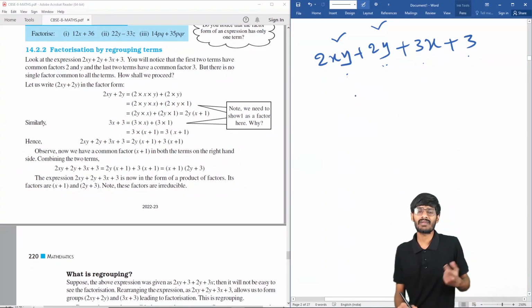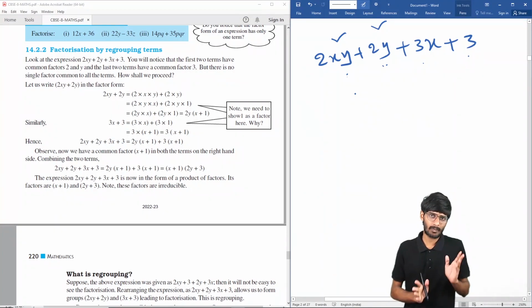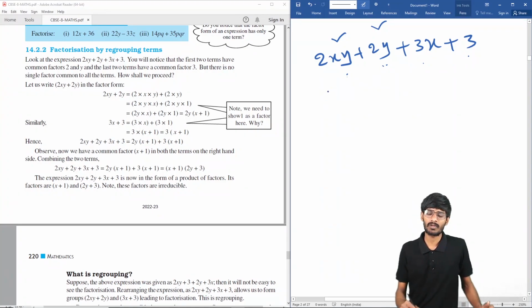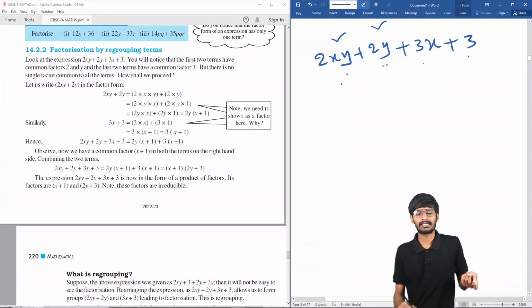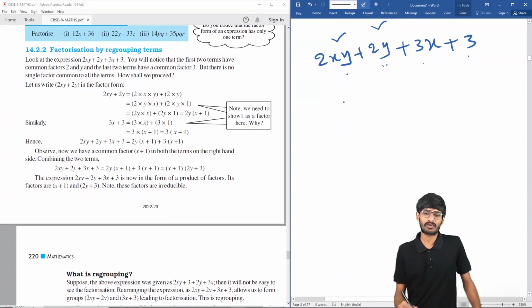We take a factor as common if that factor is present in each term of the expression. But here it is present in only two terms out of the four terms. We can take out a factor as common only when it is present in all the terms. So we can't take 2y as the common factor.